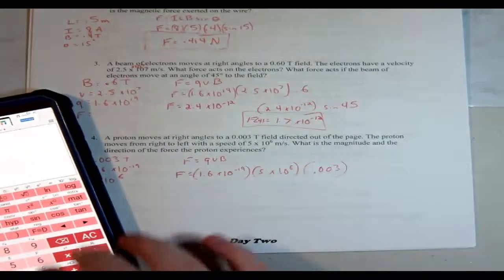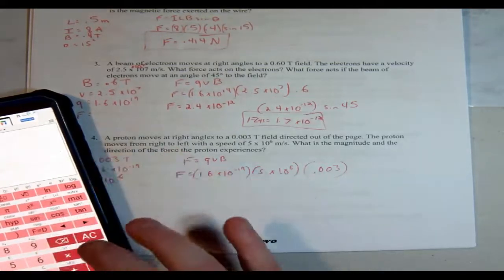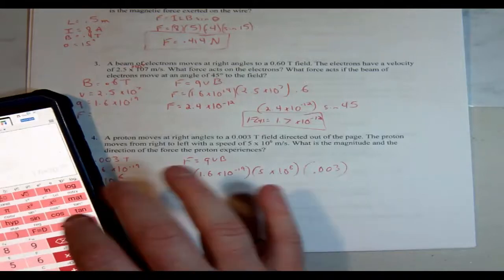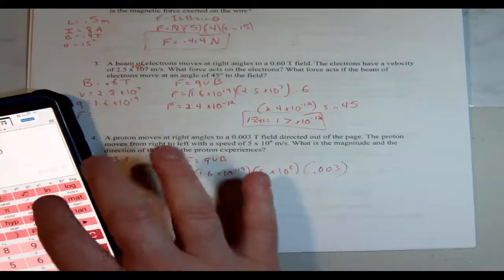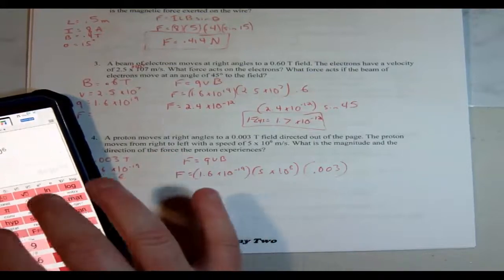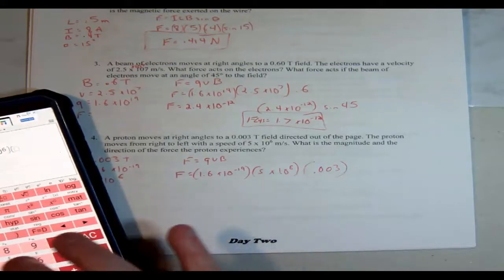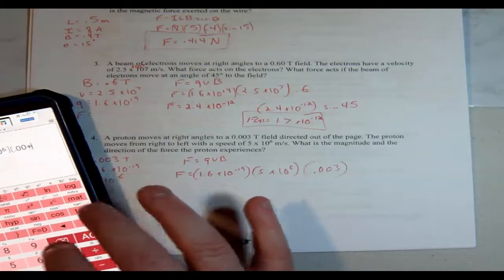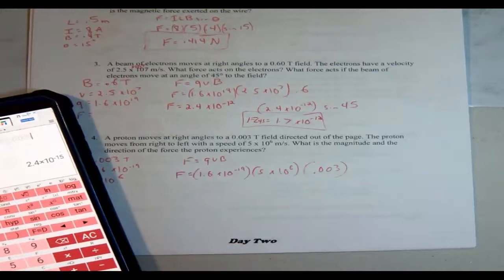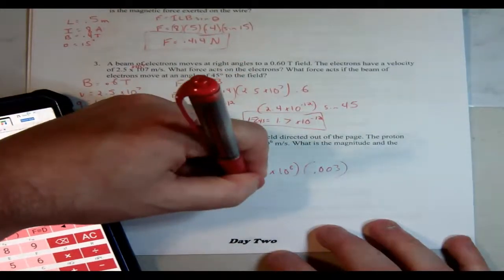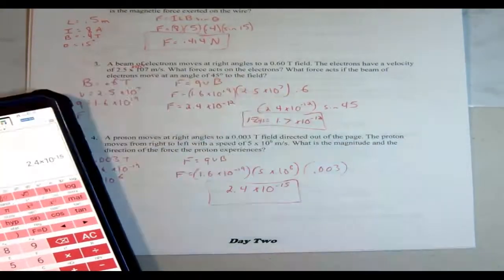Here we go. I'm plugging it in. 1.6 times 10 to the minus 19, times 5 times 10 to the 6, times 0.003. Close, boom. 2.4 times 10 to the minus 15, perfect. 2.4 times 10 to the minus 15. So we got our answer.